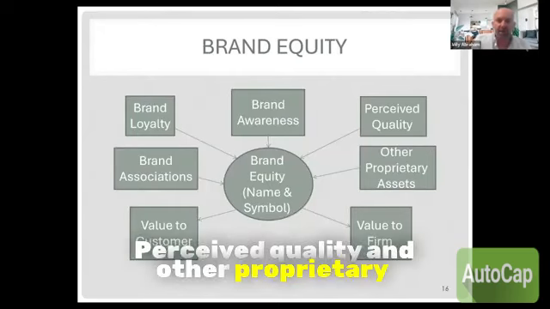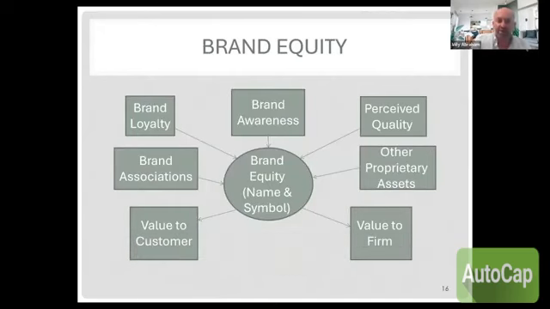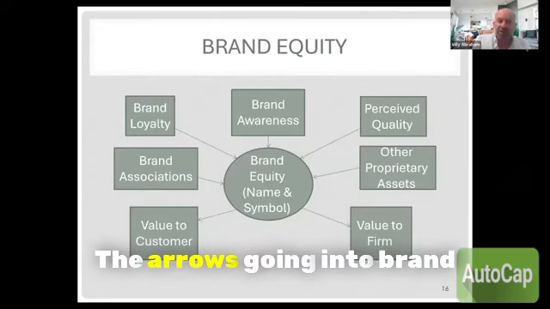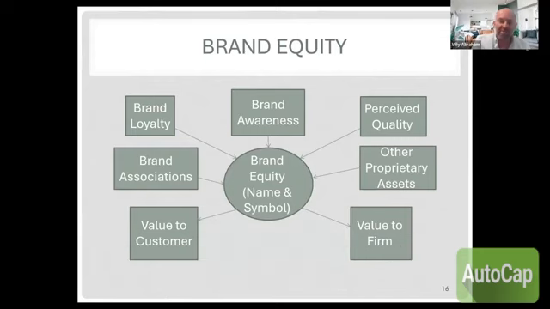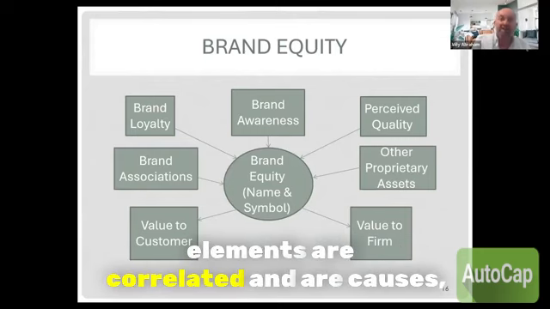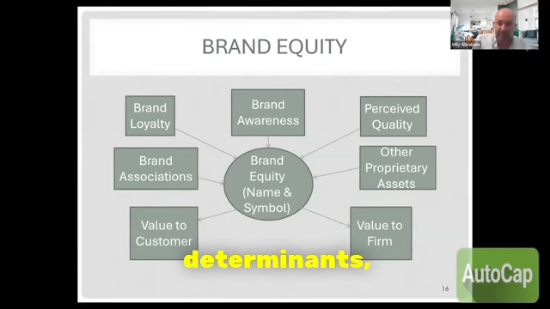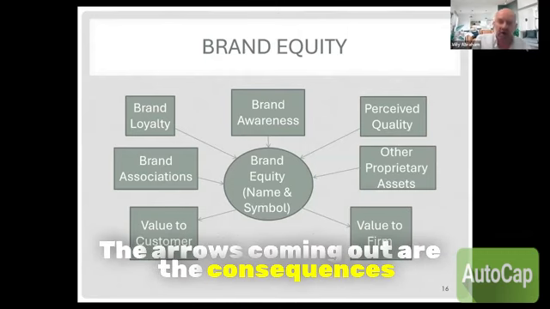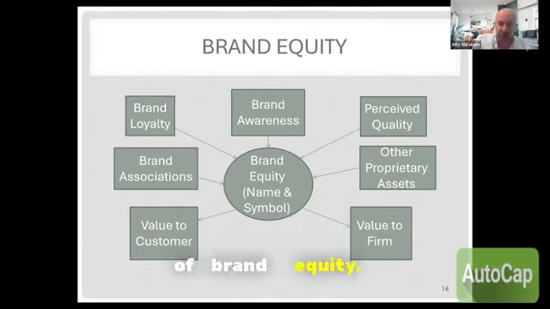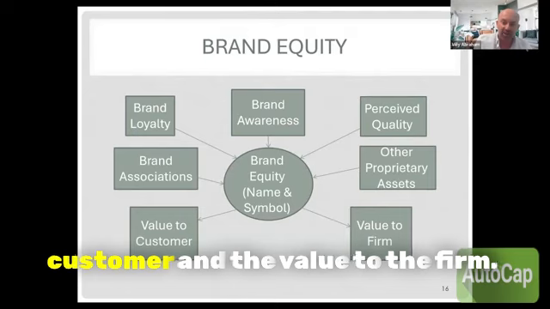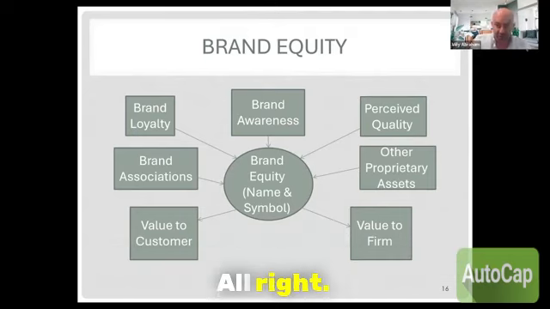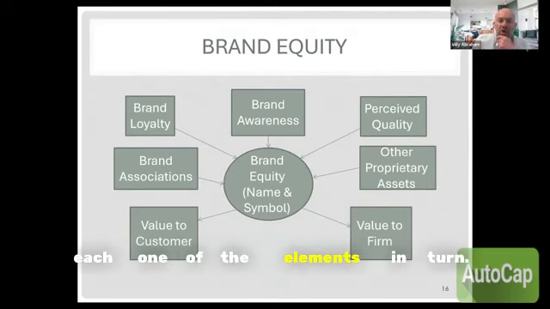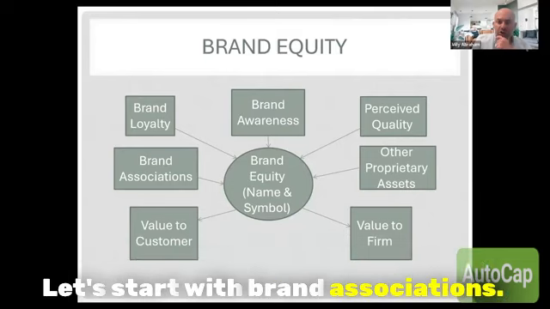Perceived quality and other proprietary assets. The arrows going into brand equity means that these elements are correlated and are causes, determinants of brand equity. The arrows coming out are the consequences of brand equity. So there are 2 possible consequences: the value to the customer and the value to the firm. All right. So I will go over each one of the elements in turn.